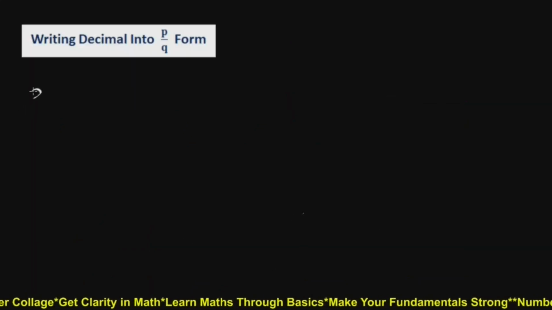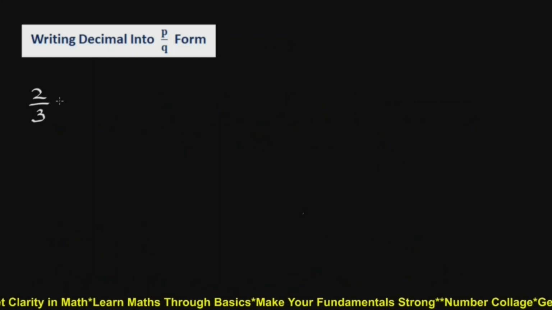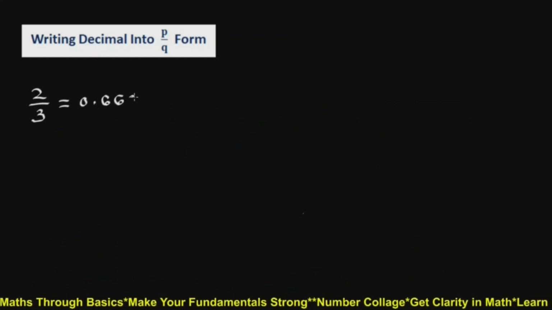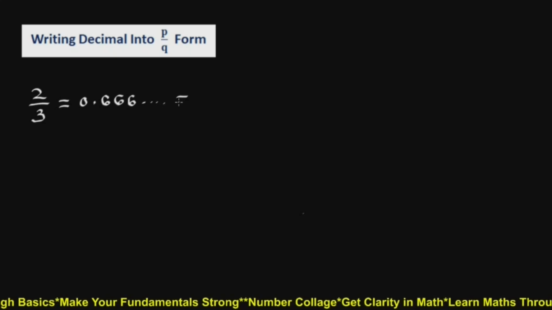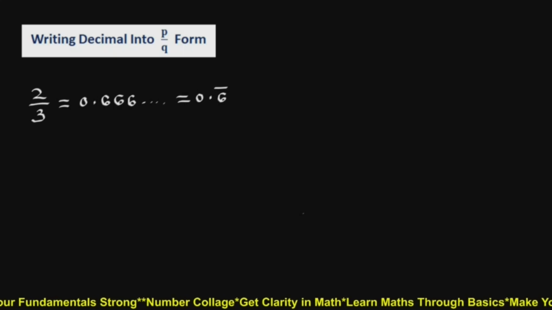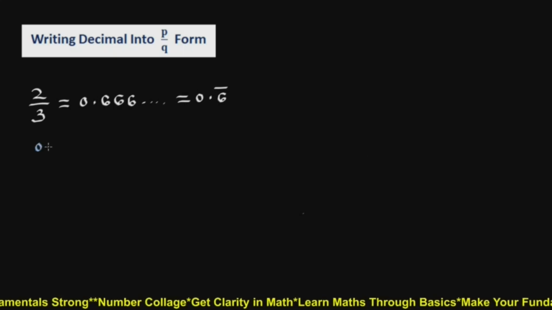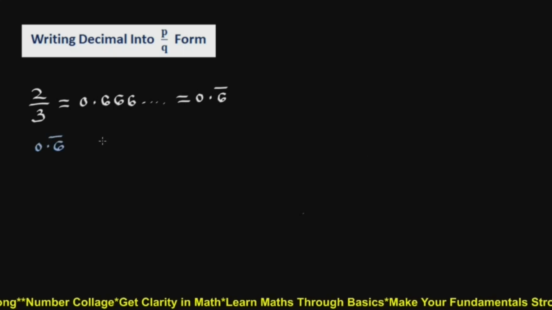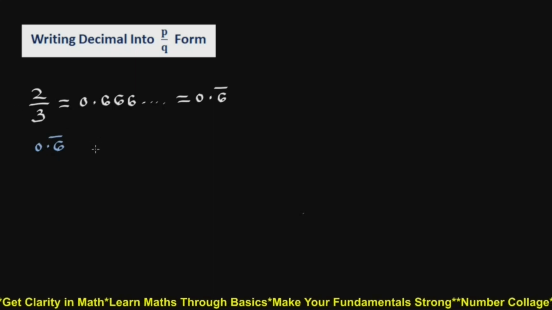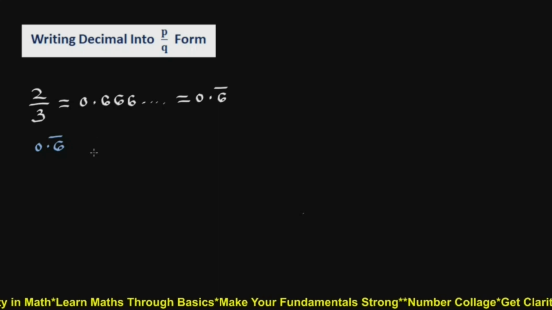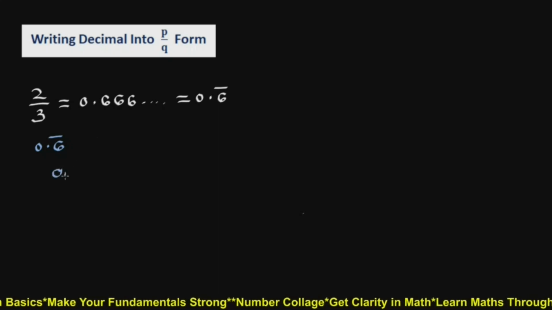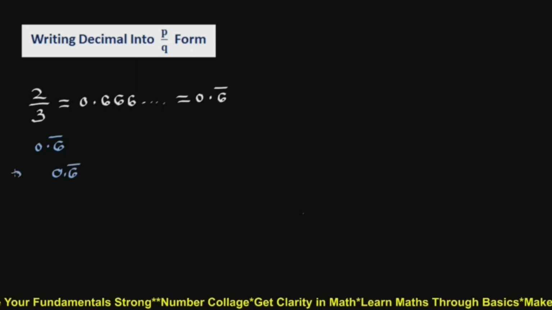2 upon 3 is a rational number in P upon Q form, which is 0.666 up to infinity, or it is 0.6 bar. Now suppose we are given 0.6 bar only and we want to convert this decimal form into P upon Q form, then how to find that? Now here, first of all, we assume this 0.6 bar to be x.